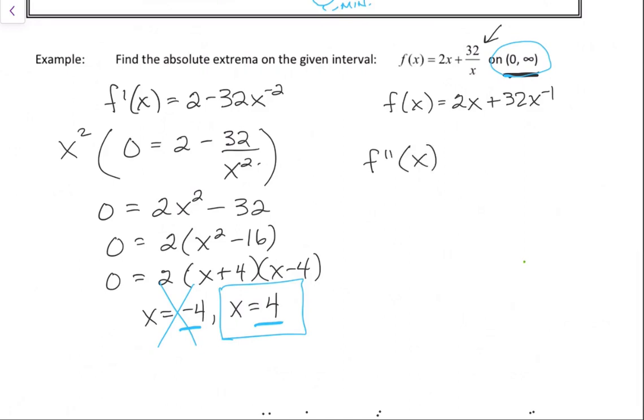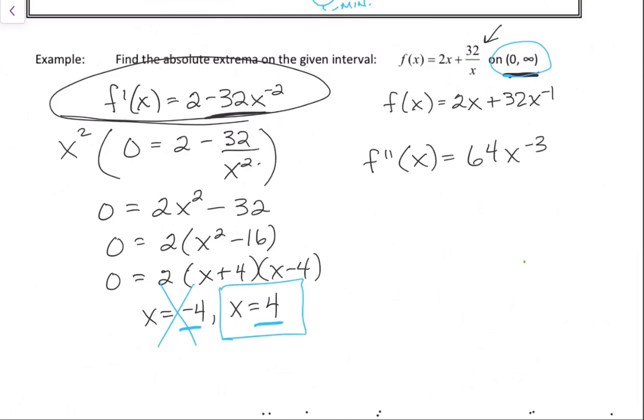So I need my second derivative. Remember, here's my first derivative. So I'm going to take the derivative of that. The derivative of 2 is 0. And the derivative of this second term would be 64x to the negative third, or 64 over x cubed.